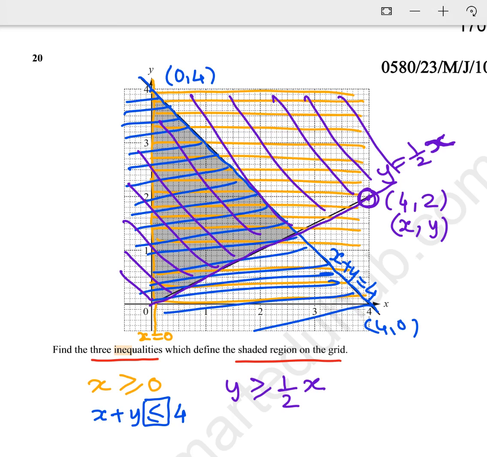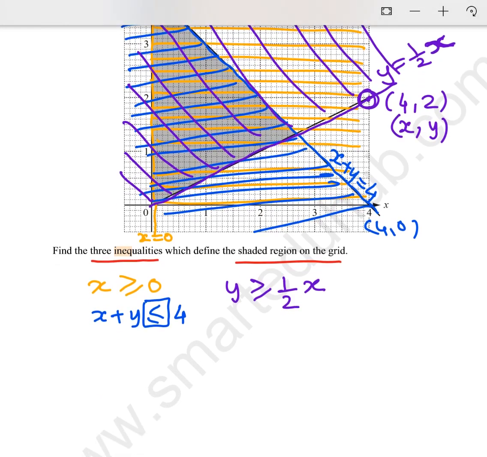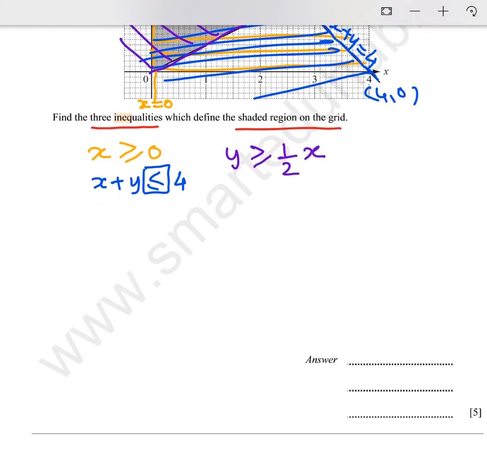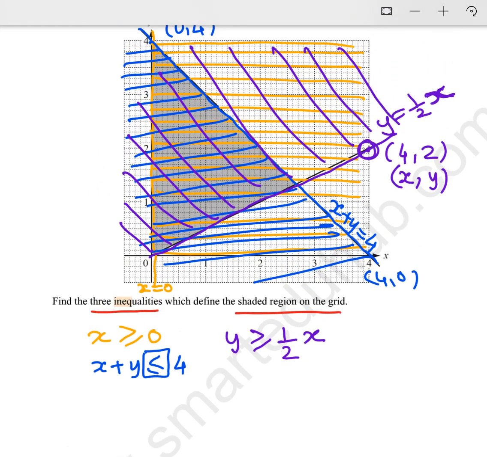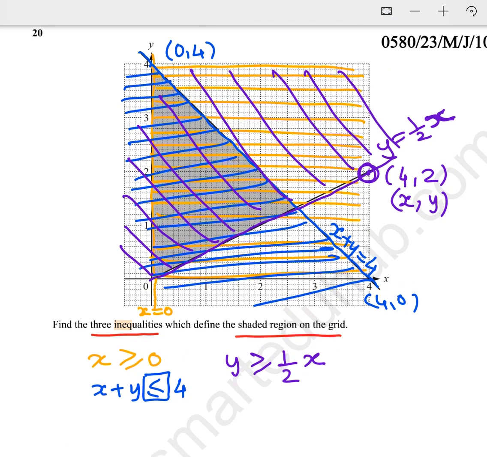Okay, now let's move ahead. We just have to write the answers. Cool. So this is y is greater than or equal to half x. Then we had x is greater than or equal to 0 and x plus y less than or equal to 4. Okay, so now let's move ahead to another question.